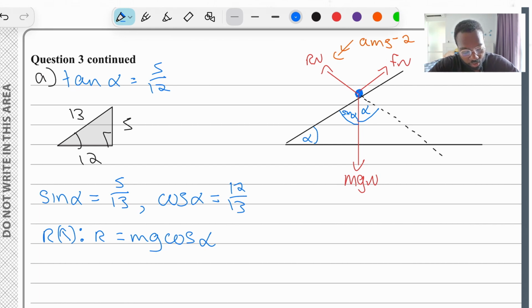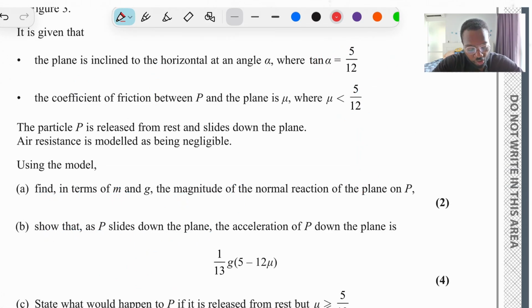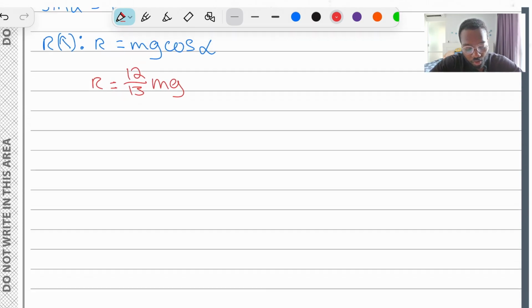Therefore, it's just R is equal to mg cosine alpha, and we know cosine alpha is 12 over 13. Therefore, R is simply 12 over 13 mg. Now, part B, we need to show that as P slides down the plane, the acceleration of P down the plane is 1 over 13 g, 5 minus 12 mu. So let's start with resolving this.